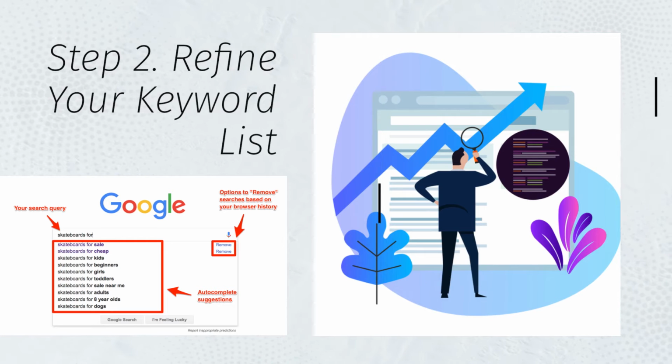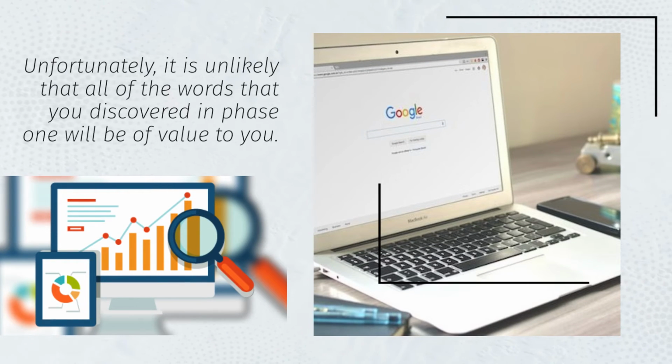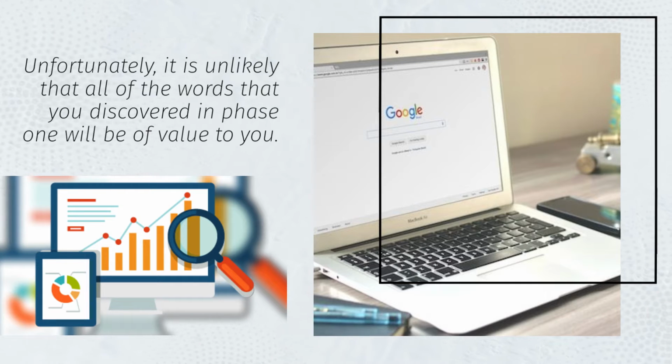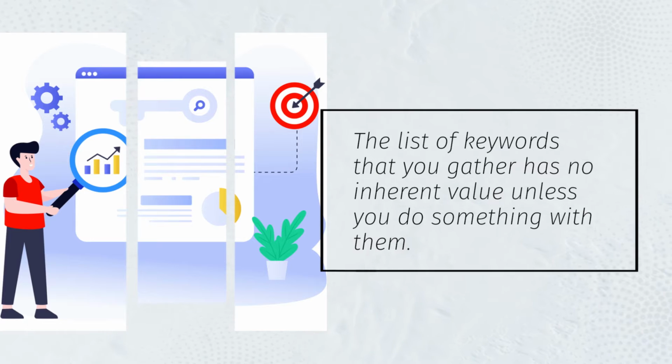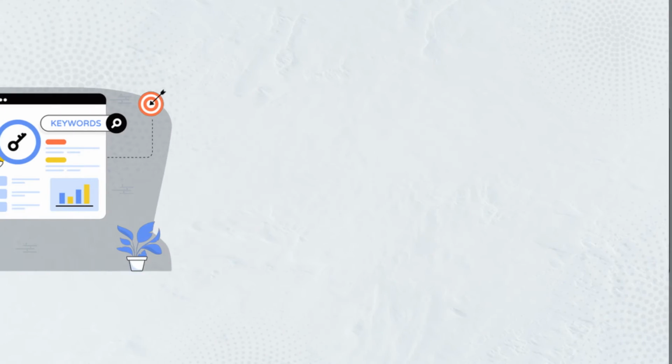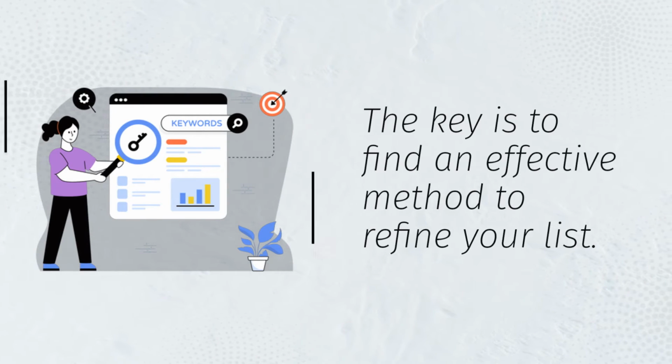Step 2. Refine your keyword list. Unfortunately, it is unlikely that all of the words that you discovered in Phase 1 will be of value to you. The list of keywords that you gather has no inherent value unless you do something with them. The key is to find an effective method to refine your list.